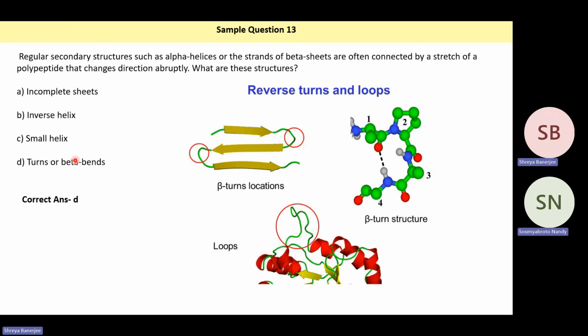So not only are they responsible for changing direction, but they are often connections between different secondary structures. You can see the structure of the beta turn is such that your strand is coming in one direction, but after the turn, it is going in another direction. So turns or beta bends are what causes this change in direction. So the answer is D.